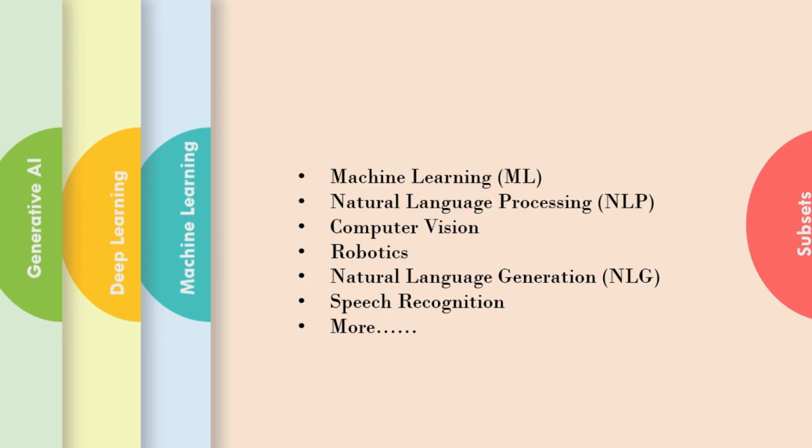Natural language generation (NLG) mainly focuses on converting structured data into human readable text. Speech recognition is the technology that enables machines to identify and process human speech into machine understandable language.